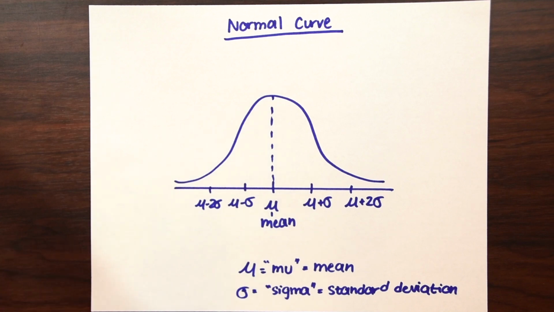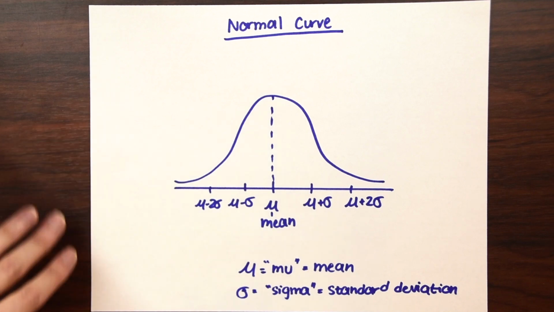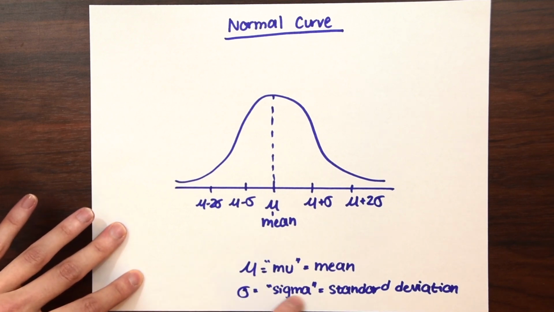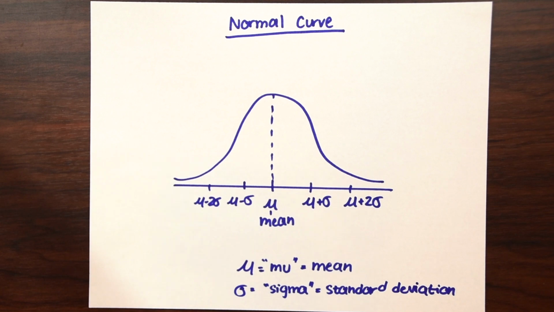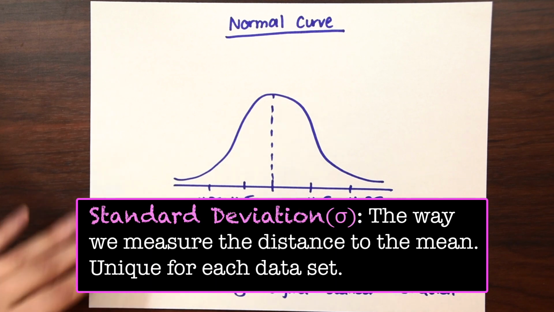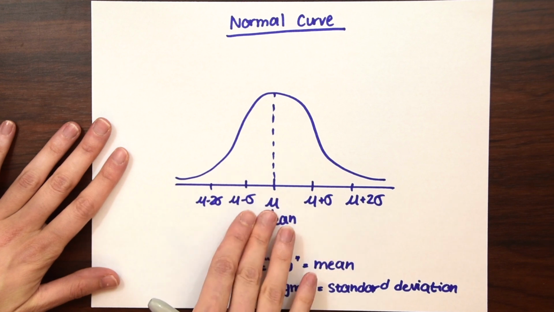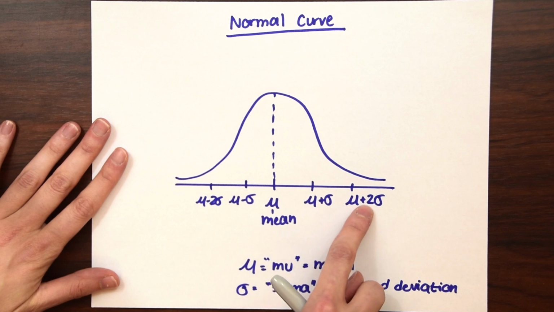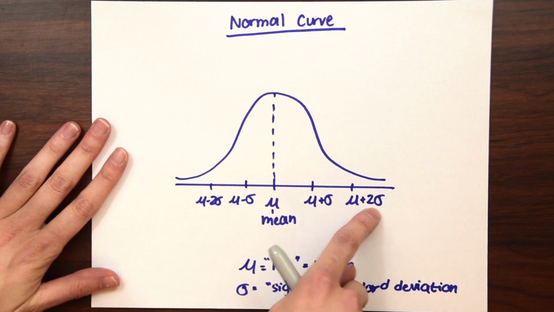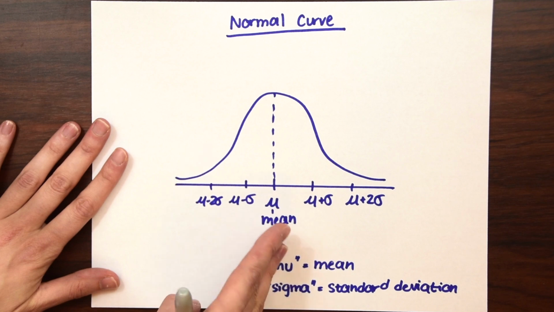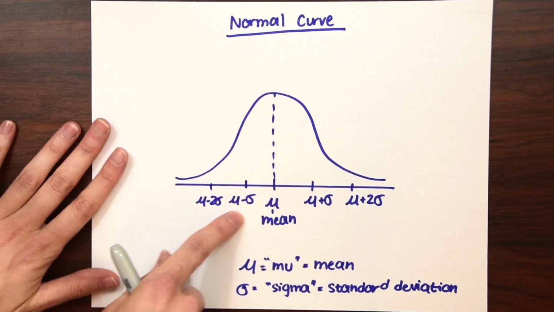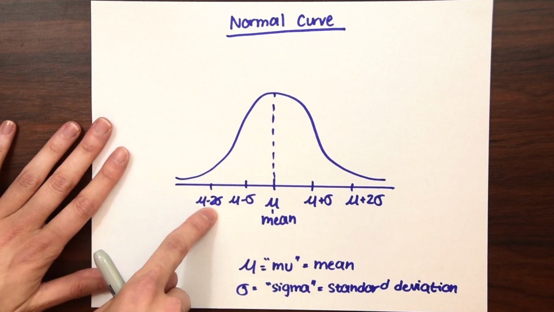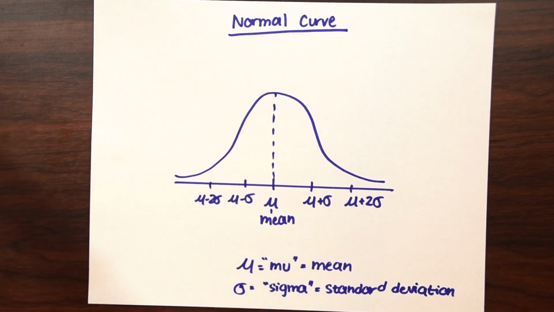The way we measure the distance from the mean is by using the standard deviation, which is notated with the Greek letter sigma. And this is a unit of measurement that is unique to each data set. When we're going one standard deviation above the mean, we're going mu plus sigma. Two standard deviations above the mean is mu plus 2 sigma. The same way works going down. So mu minus sigma is going down one standard deviation, and going down 2 standard deviations is mu minus 2 sigma. So everything is in respect to the mean and symmetrical.